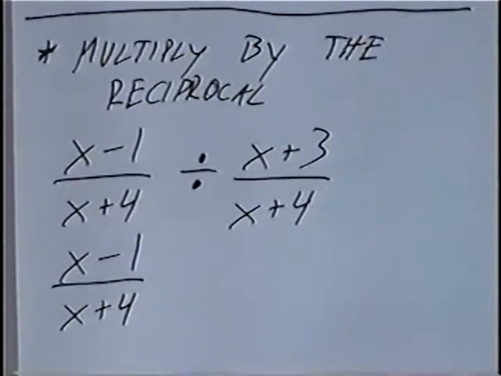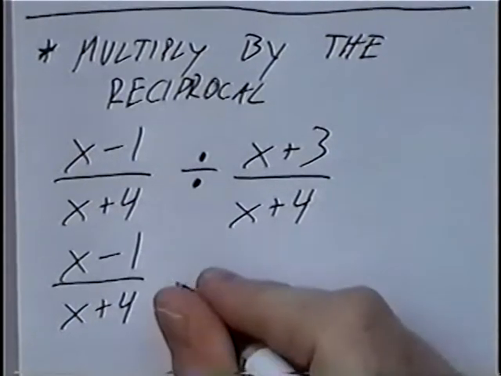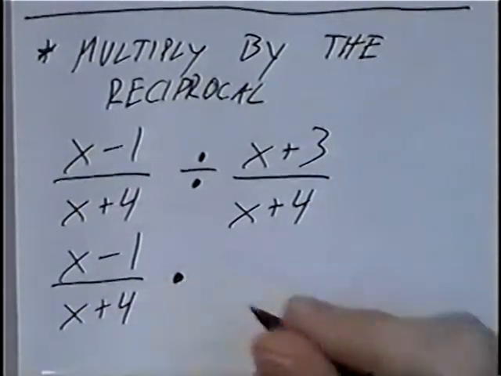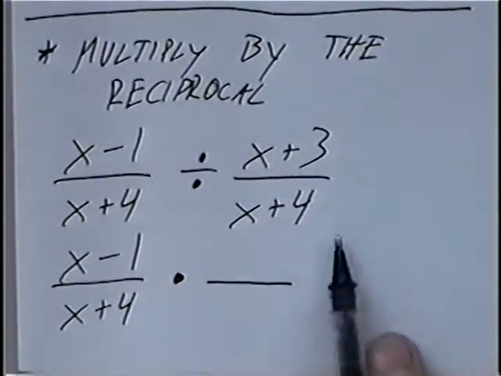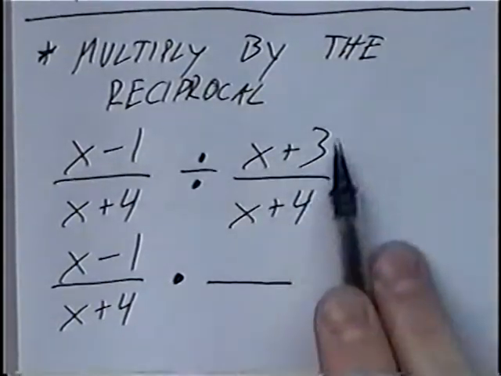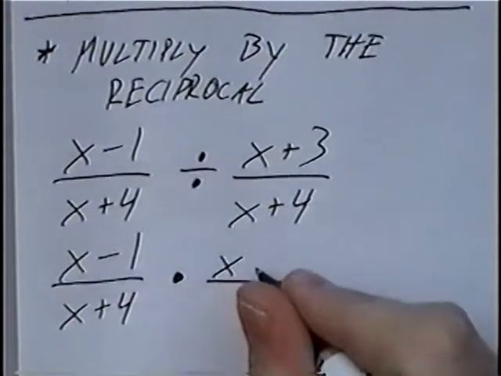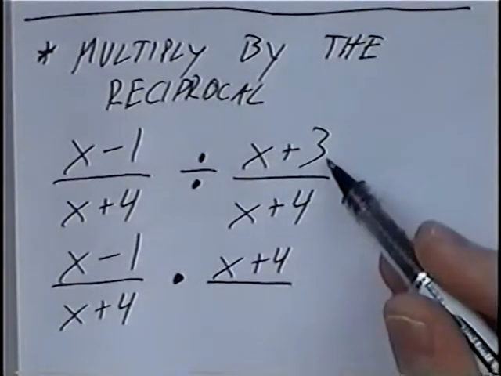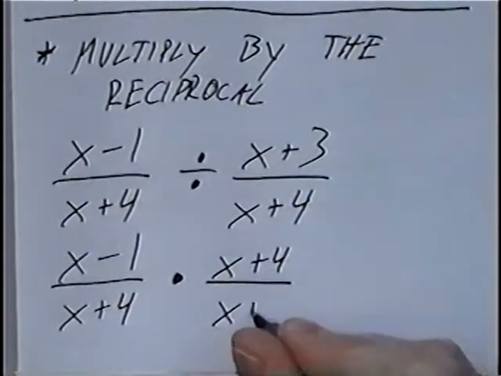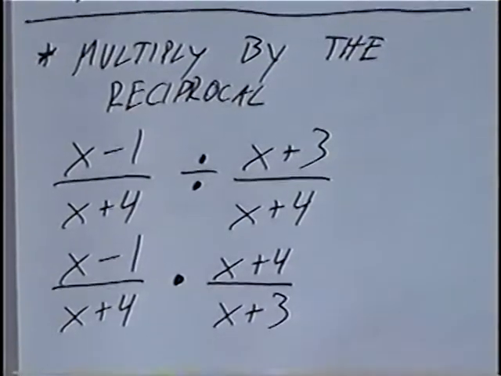And looking back at the definition for the section, we'll multiply by the reciprocal. So instead of dividing, we can change that to multiplication. And the reciprocal, the second fraction, is the same fraction but flipped upside down. So x plus 4 will become the numerator, and x plus 3 will go to the bottom and become the denominator.